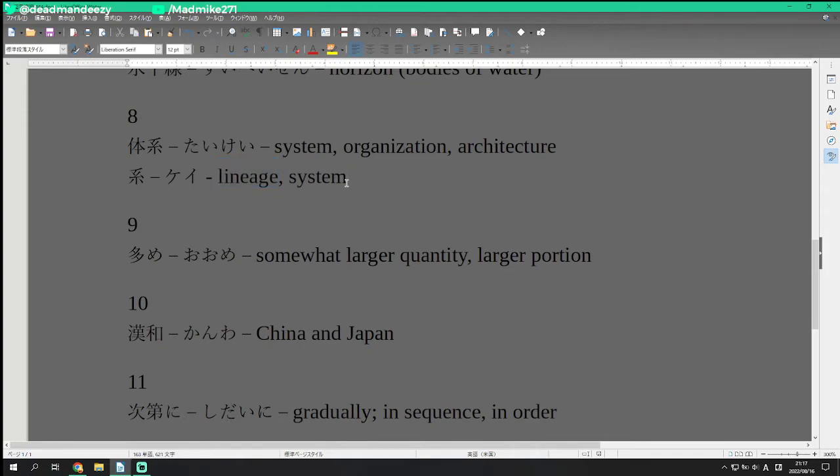Tai or kei. Not sure I'm going to be able to think of a story for you with this one, but kei is a line, uses the line radical and means a lineage or system. Kei is a lineage or a system.